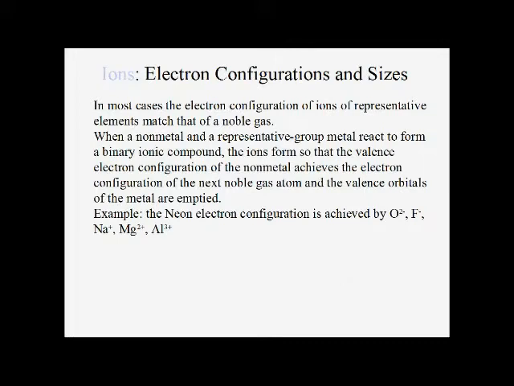When we form ions of our ionic compounds, generally we're going to end up being isoelectronic with a noble gas. That means we'll end up with an electron configuration that matches a noble gas.